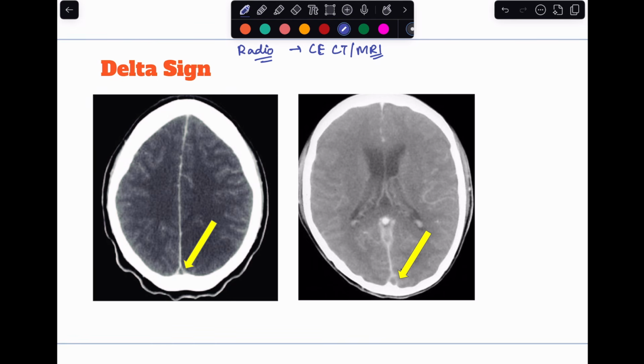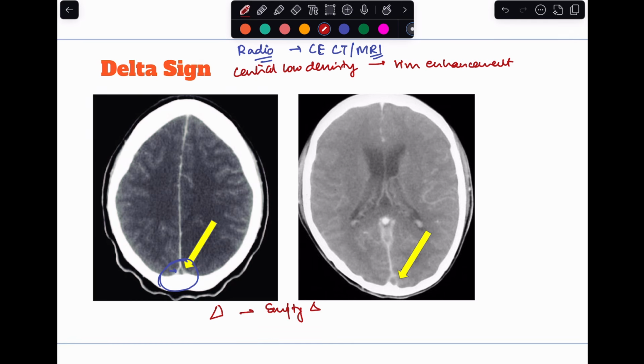In a contrast enhanced CT scan or an MRI, we see a triangular filling defect. If you look at the image here, we are able to see a triangular filling defect within the dural venous sinus, surrounded by contrast enhancement. So essentially what we are seeing is a central low density with a triangular rim enhancement around it. That is how you describe the delta sign. As you can see in the image, it looks like an empty triangle, right? Therefore, it is also known as the empty triangle sign.